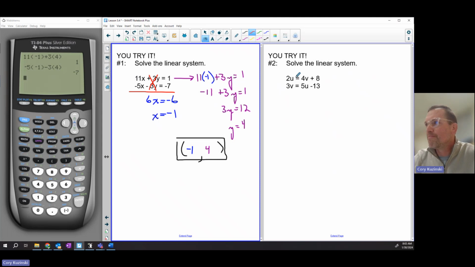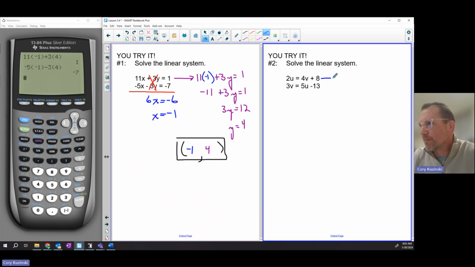Here we go. See, these are not in standard form, so I think I'm going to rewrite them in standard form. Let's go. 2u minus 4v equals 8. And -5u plus 3v equals -13. So I rewrote them both in standard form, and still nothing cancels from each other. So I got to keep going here. And really you got to change both equations, don't you?